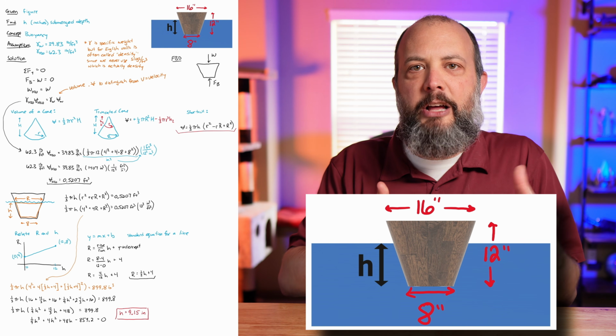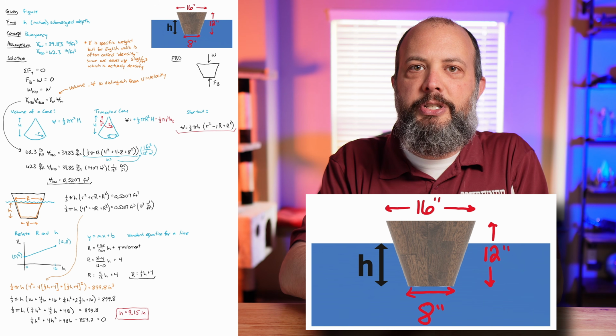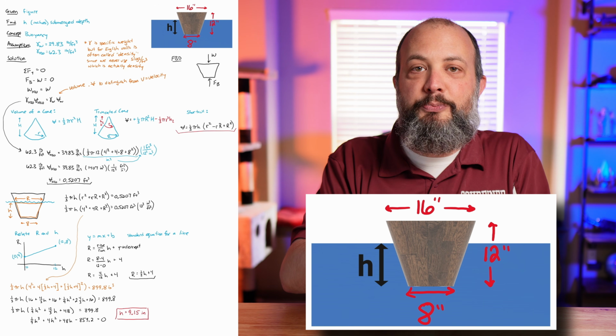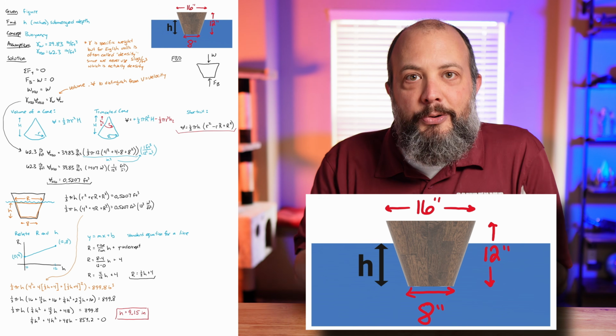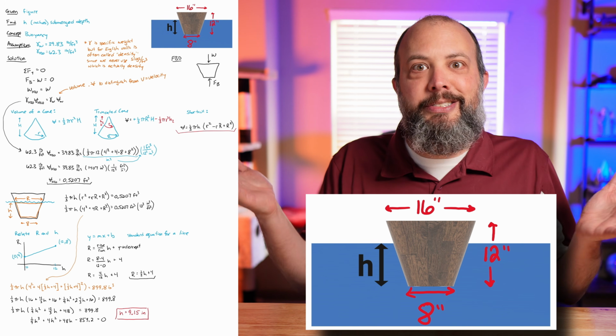So if we expect about 2/3 of the object to be submerged, then that fractional volume submerged would have to be over 2/3 of the way because it's skinnier at the bottom. So an answer of 9 inches seems about right.